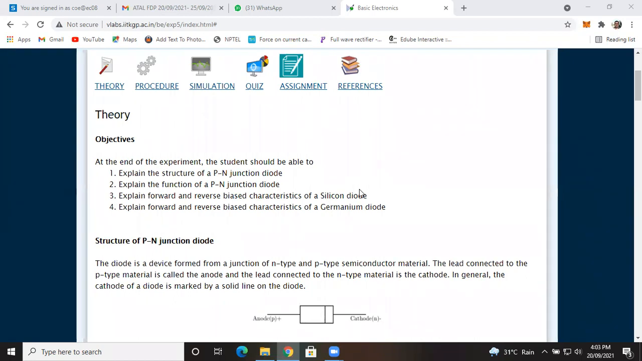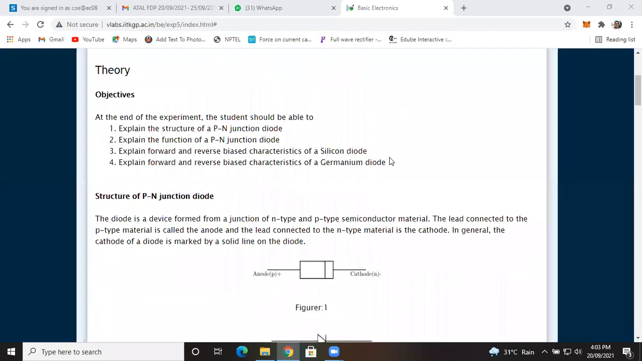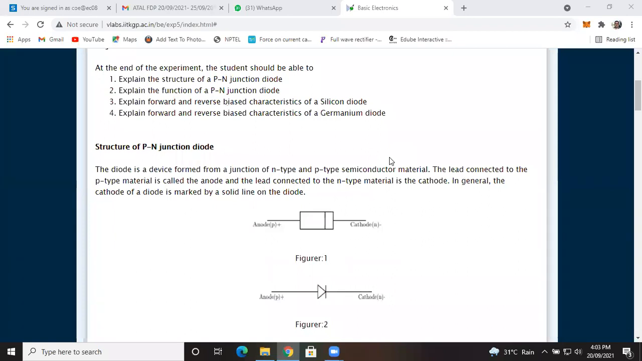Mainly, two semiconductor materials are widely used. One is silicon and another one is germanium. But out of these two, the silicon PN junction diode is most widely used. This PN junction diode has two terminals. One is called the anode, meaning the positive terminal, and the other is called the cathode.